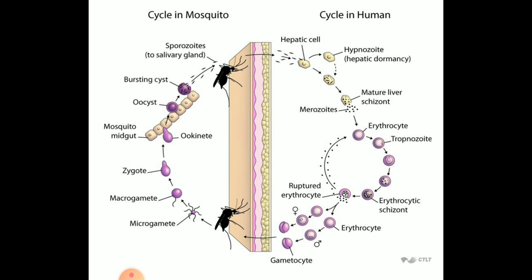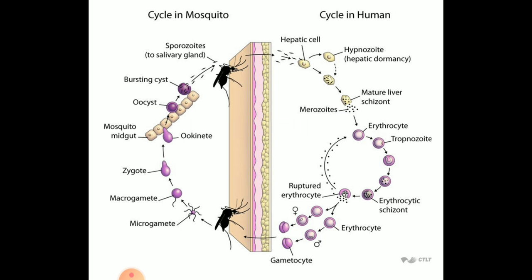So this is about the complete life cycle of Plasmodium. Now if you remember the first diagram which I have shown, see the cycle in the mosquito, what happens? First the mosquito sucks the blood, microgametes are transmitted and they are matured into macrogametes. Zygote will be formed.